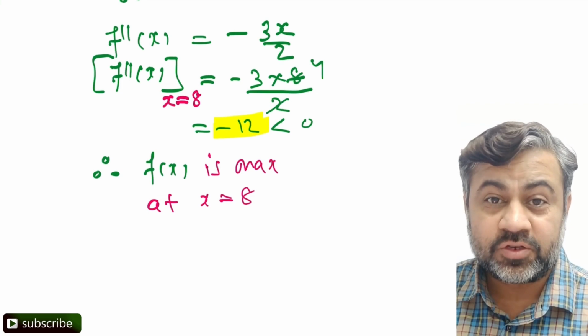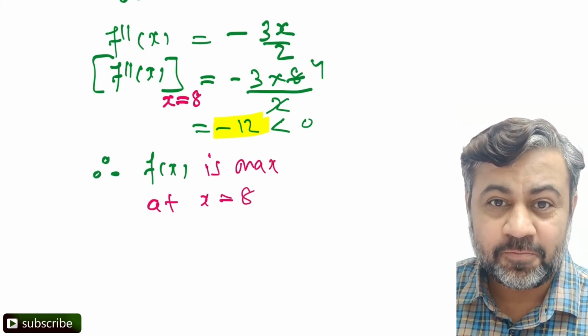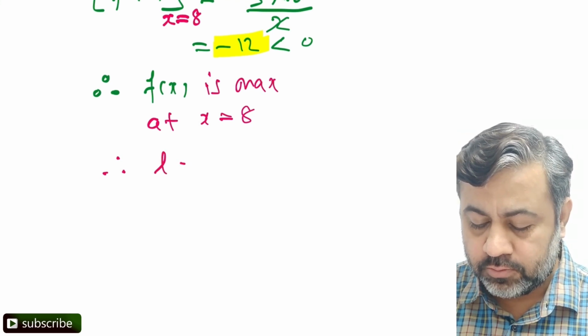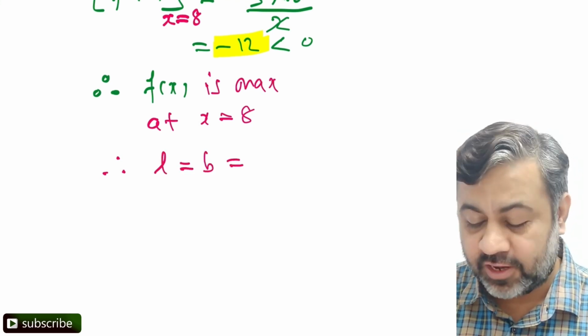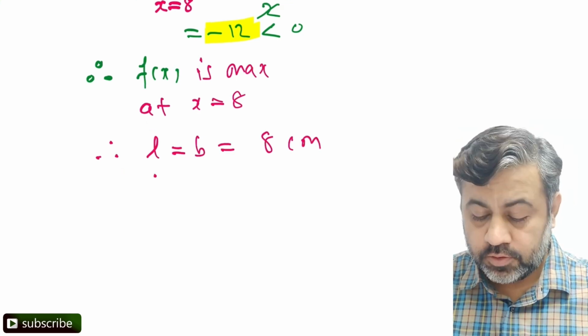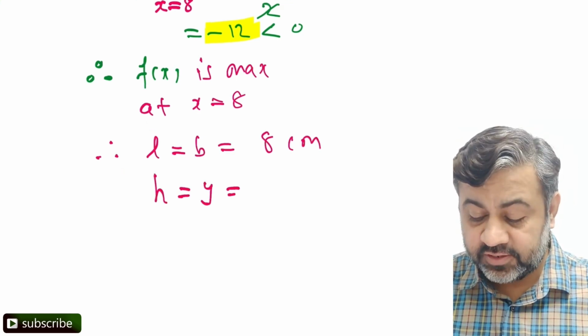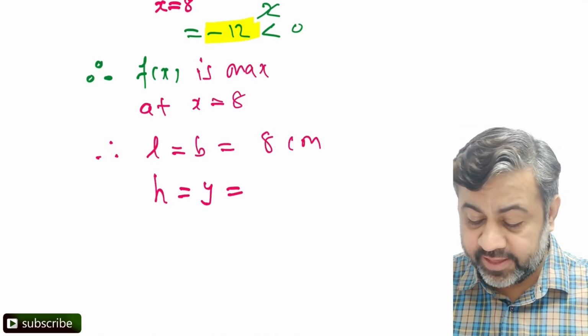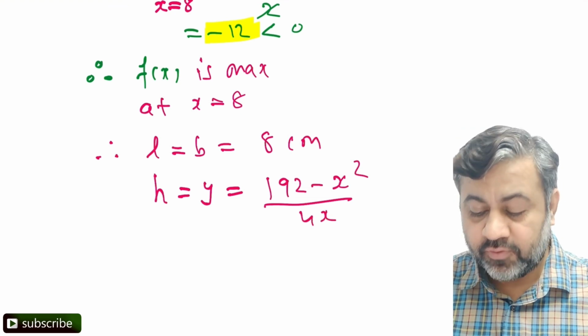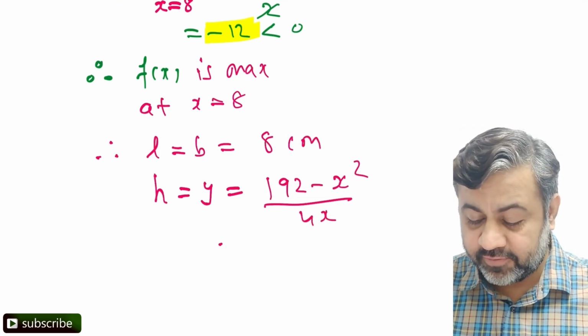ठीक है, पर मुझे question बोला है dimensions ढूंढने, मतलब आपको length breadth और height ढूंढना है. So I say therefore length breadth दोनों square base में आ रहा था, तो मैं am saying 8 centimeter. अब मुझे height ढूंढना है. So height which we have taken as y, और यहाँ पे हमने y क्या लिया था, हमने y लिया था 192 minus x square upon 4x था. Now what I'll do, I'll just substitute the value of x equal to 8 here.